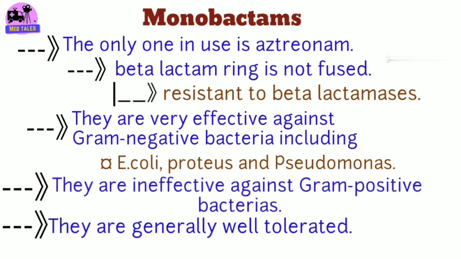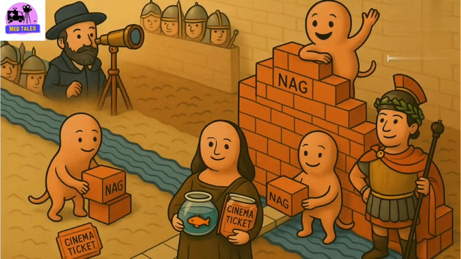Aztreonam is generally well tolerated and is a safe alternative for patients with penicillin allergies due to its minimal cross-reactivity. With its strong gram-negative coverage and resistance to beta-lactamases, aztreonam remains an important option in the treatment of bacterial infections. Alright, that was a lot of information to take in. Welcome back to our construction wall analogy.